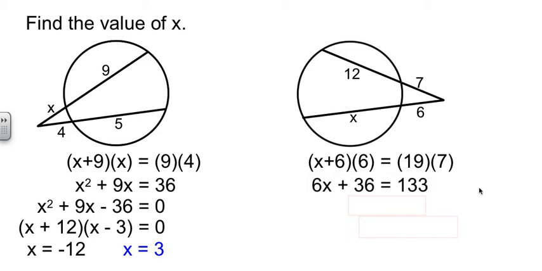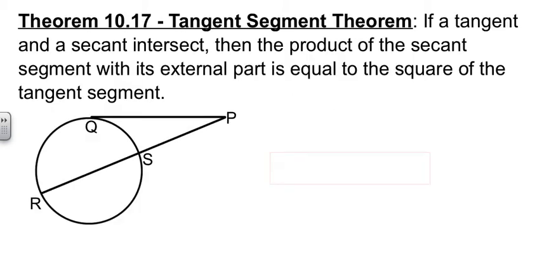Okay. Distributing, we'll subtract the 36 over and then do a little division. And we get 16 and 1/6, which I made into a decimal there. So far, so good. We have one more situation to look at, and that's the one where you have a secant and a tangent intersecting.